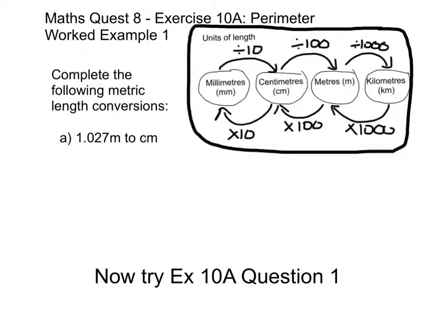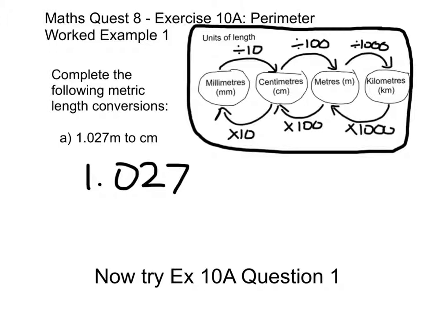So now let's try worked example 1. What it's asking us to do is to complete the following metric length conversions. The first one is to convert 1.027 metres to centimetres. So how you do that is you'd write 1.027. Then to convert from metres, which is up here, to centimetres, we know we have to multiply by 100.